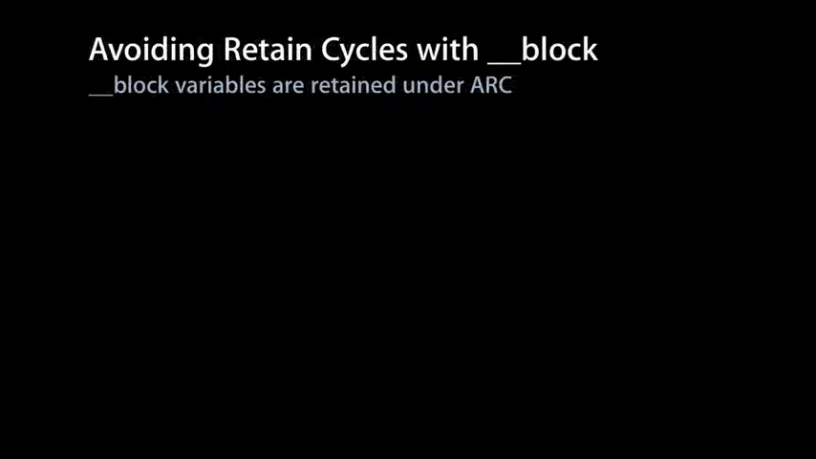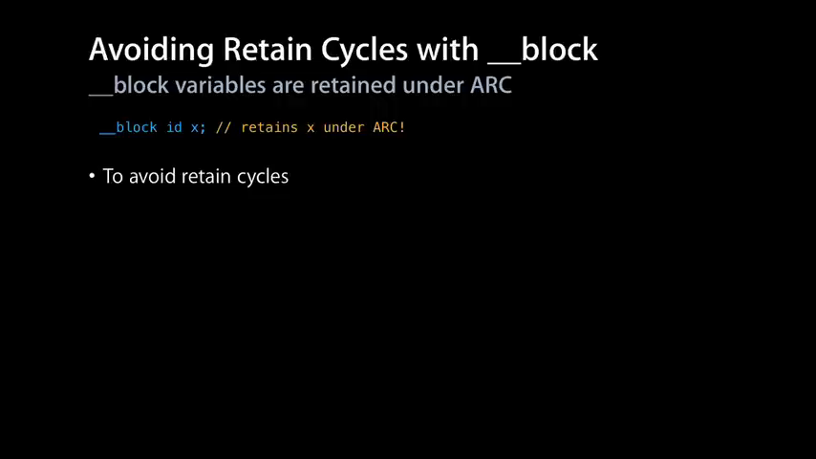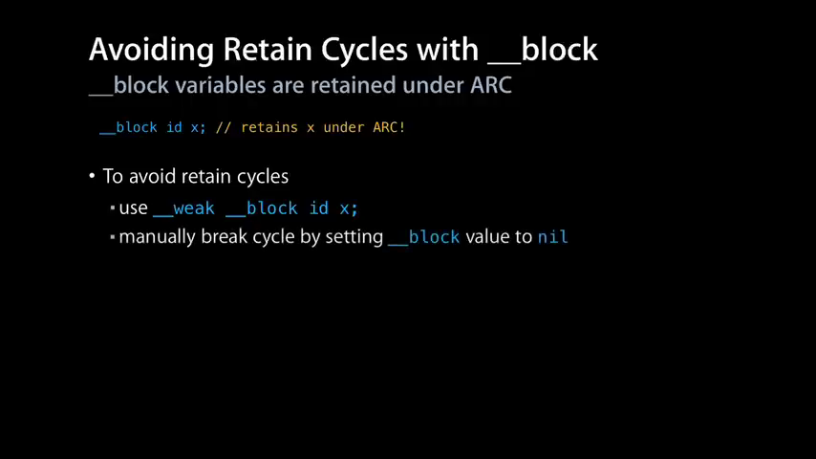Blocks can present some difficulties with retain cycles. For example, in manual reference counting, this code has the effect of not retaining X. In ARC, this defaults to retaining X, just like all other objects because strong is the default. To get the manual reference counting behavior under ARC, you could use __unsafe_unretained, but as the name implies, having a non-retained variable is dangerous and is therefore discouraged. Two better options would be either to use __weak if you don't need to support iOS 4 or Snow Leopard, or to set the block value to nil in order to break the retain cycle.